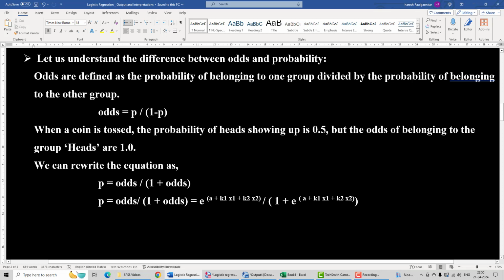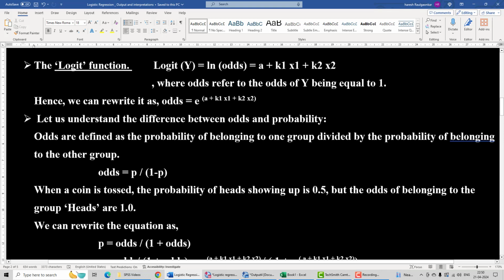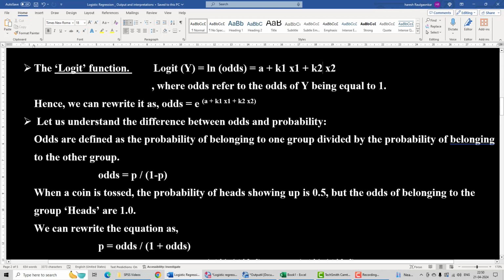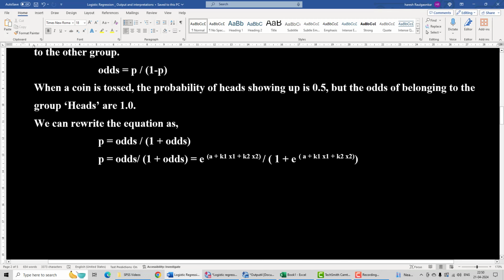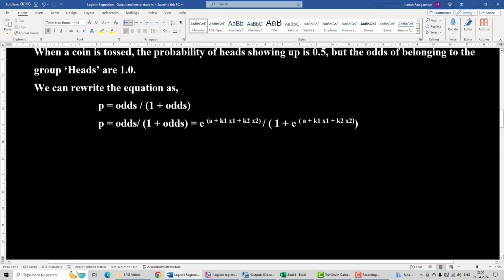P equal to odds upon 1 plus odds, and we have already got odds as this expression. So putting this value, we can write probability as e raised to this equation divided by 1 plus e raised to this equation. Now with this background, let us move to our report.